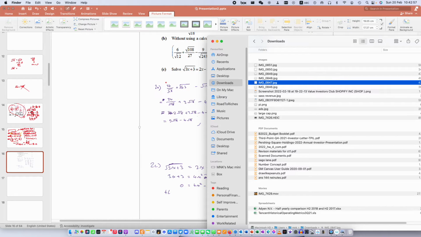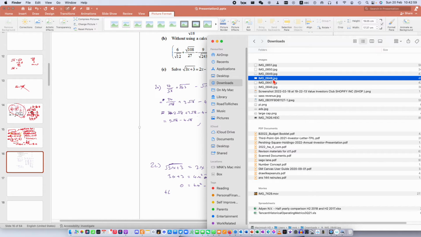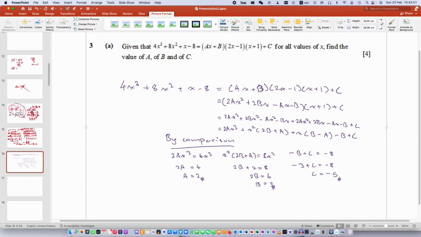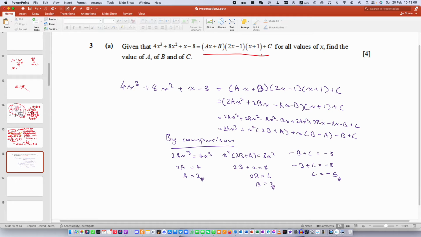Is this the next question? Oh no, it should be 48. Okay, good. Once again, by the way, they can choose not to give you this. But can you see what format this is?